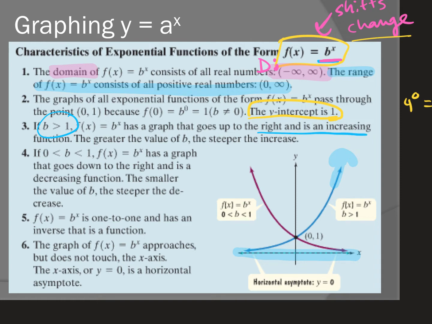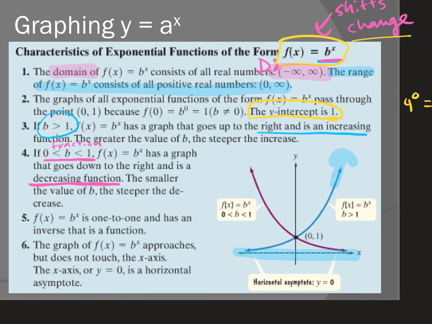If our base is in between 0 and 1, so it's going to be either a decimal or a fraction, because it's not going to be negative, because we know that our base has to be greater than 0, but it'll be something in between 0 and 1, so some type of fraction or decimal, then our graph would be decreasing.